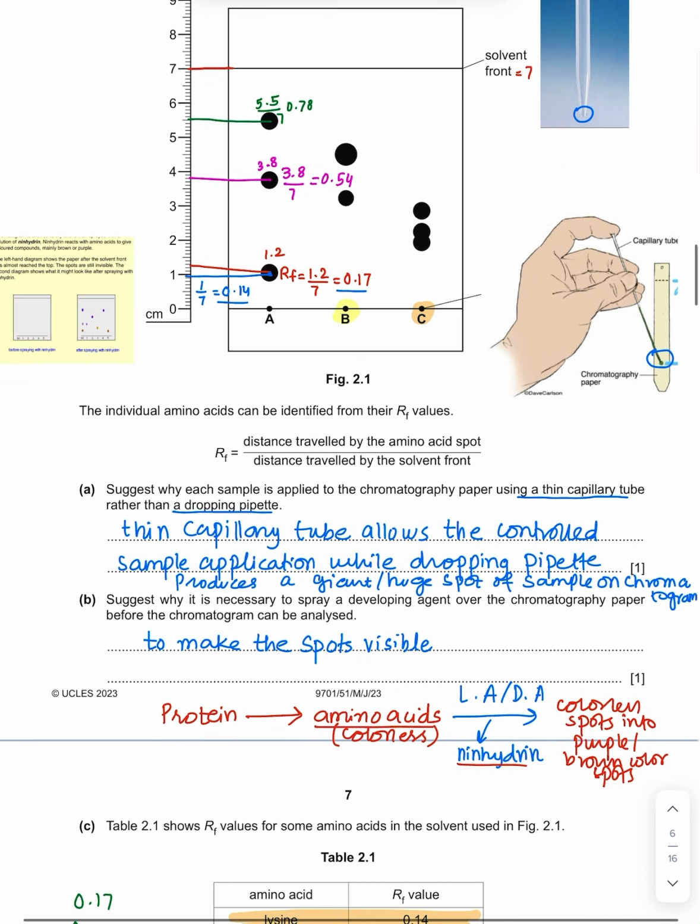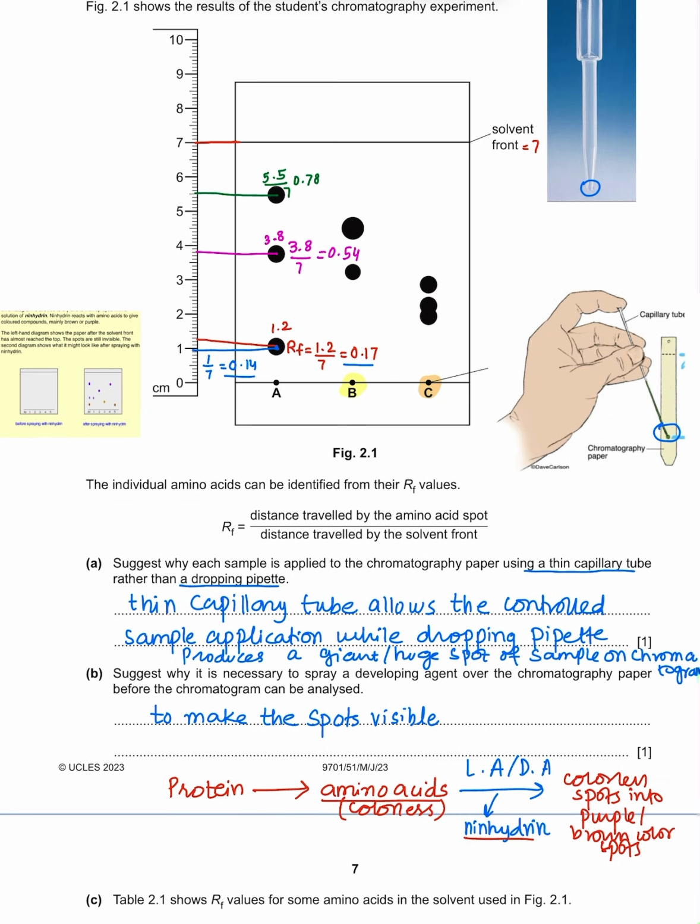Then we have part D, suggest why the hydrolyzed sample of B produces only 2 spots. So you can see that in this chromatogram, this B is producing only 2 spots, and we know tripeptide is made up of 3 amino acids. So technically there should be 3 spots for the amino acids here, but we can see that there are only 2 spots. So that does mean that if there are 3 amino acids, 2 of them are same, and due to the same amino acids we are going to have one common RF value, right?